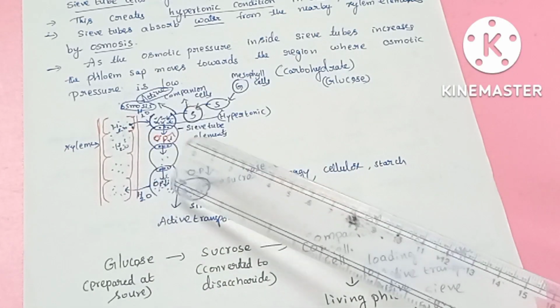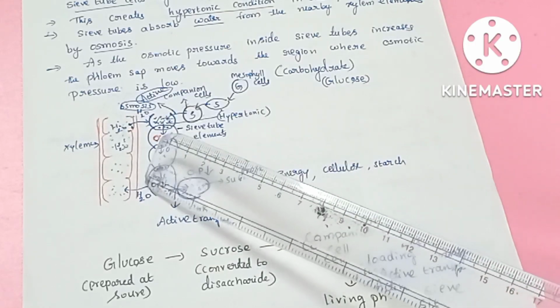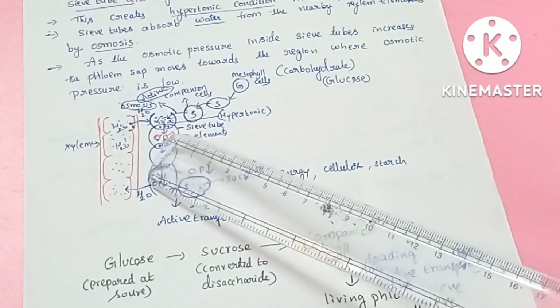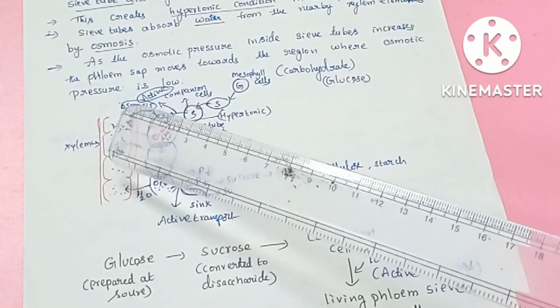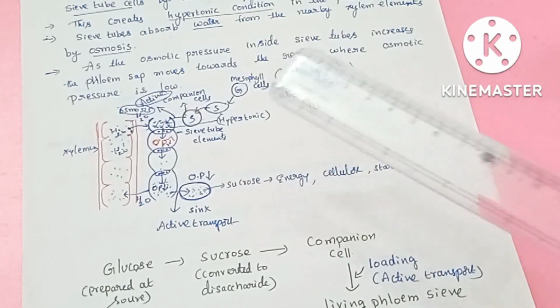And the loss of the sugars in the phloem sap causes a high water potential. As a result, water moves out of the phloem cells and returns to the xylem. So this is what happens in the transport.